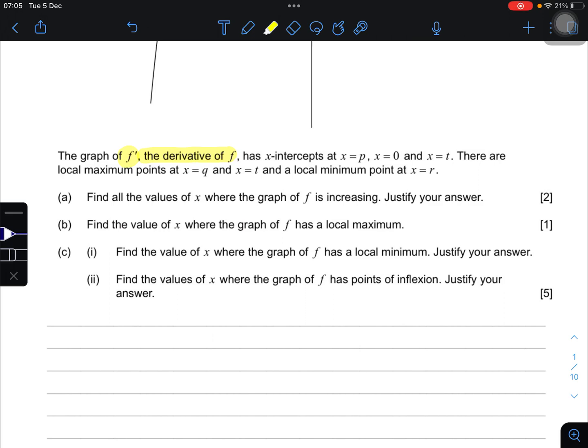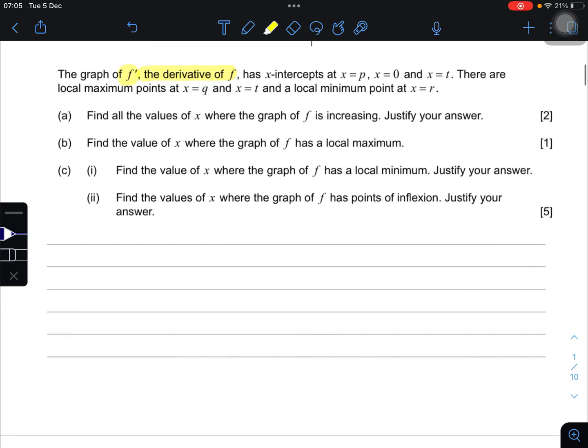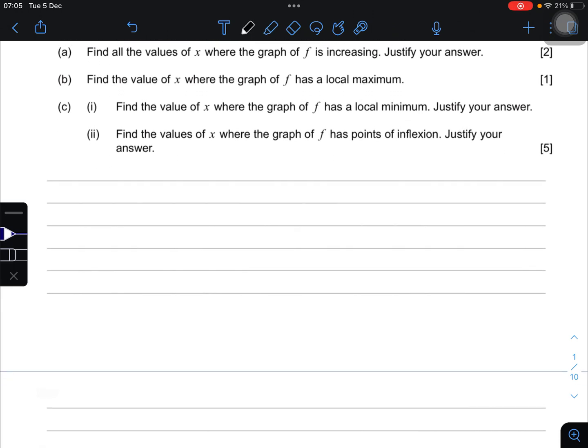Find all the values of x where f is increasing. Well, I'm not even going to look at the graph for now. I'm just going to write down the definition. Increasing. What does increasing mean? Increasing means that f dashed of x, or our dy by dx, is greater than 0. So we need our function to be greater than 0.